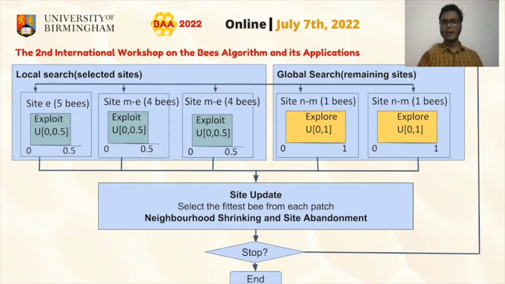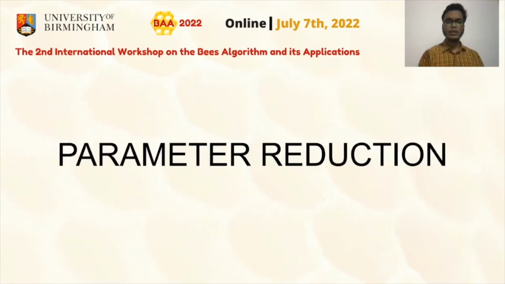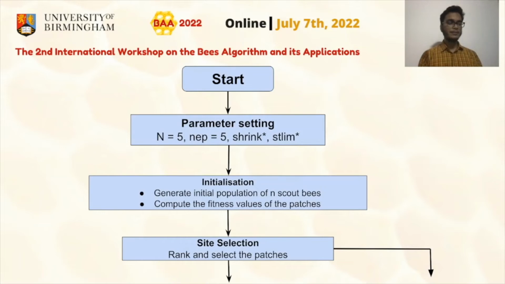Now moving on to the parameter reduction. Here we will be showing you the 2-parameter version of the basic Bees algorithm. The 2-parameter version of the Bees algorithm combines the exploitative and explorative search capabilities of the Bees algorithm. This allows us to reduce the number of parameters to just 2.